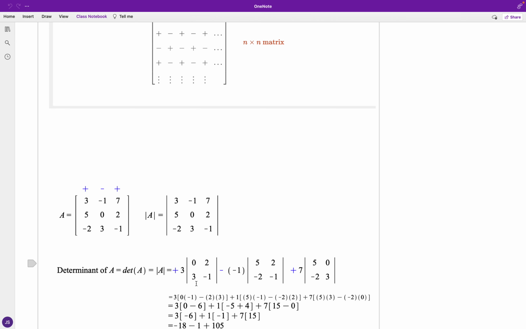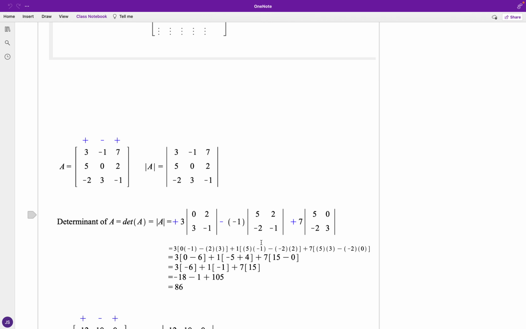So the 0, 2, 3, and -1 would be the minor of 1, 1, and 5, 2, -2, -1 is going to be the minor of 1, 2. Whereas 5, 0, -2, 3 would be the minor of 1, 3, in reference to the first row and the last column. And we're going to get back to this.